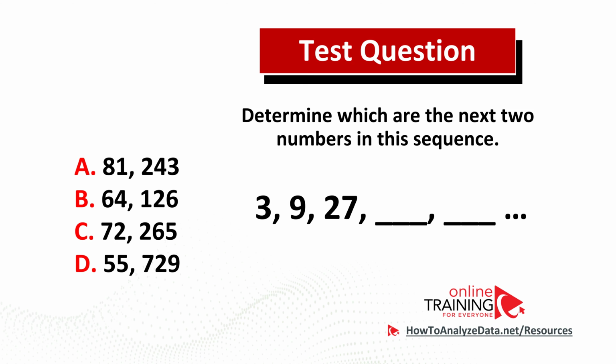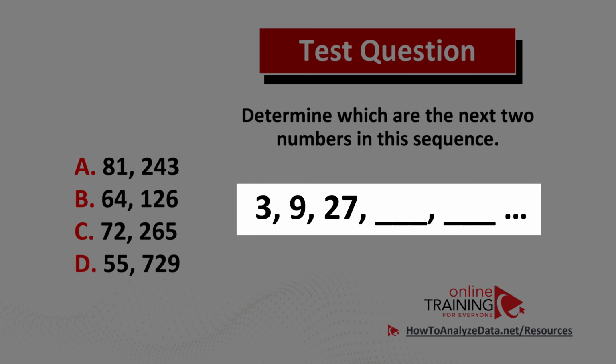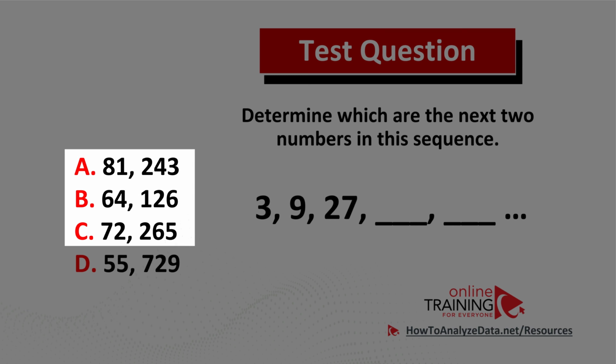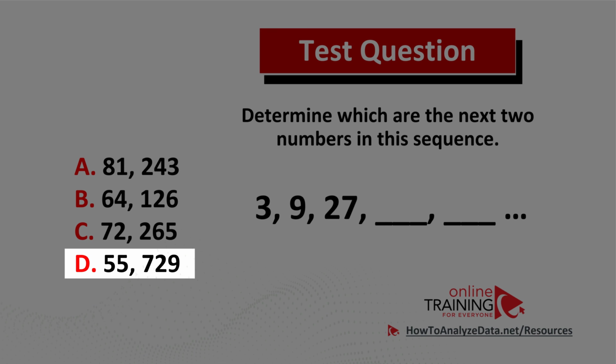Here's the question from the real test you can try to solve on your own. Please make sure to post your answer in the comment section of this video so I can give you my feedback. Determine 2 numbers that come next in the sequence. And you have a series of numbers 3, 9, 27, and then 4 different choices. Choice A, 81, 243. Choice B, 64, 126. Choice C, 72, 265. And choice D, 55 and 729.